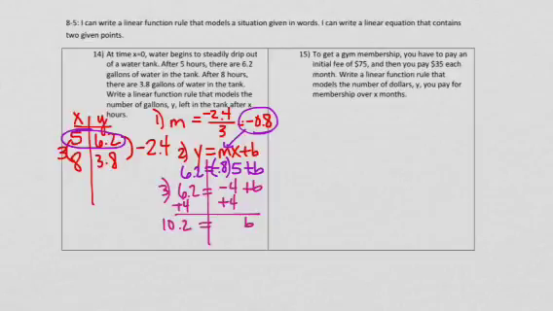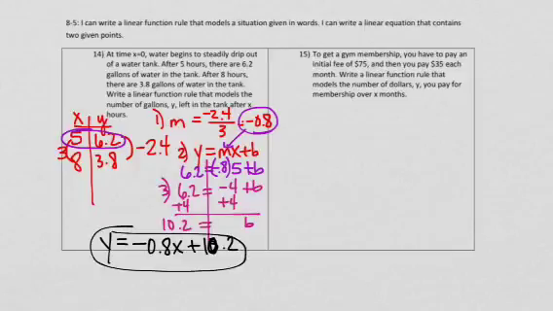So what that means is that the water in the tank to begin with was 10.2 gallons, and it goes down 0.8 gallons every hour. So my equation, which is the final answer, is y equals negative 0.8x plus 10.2. That's a 10 there. 10.2. That's my final answer.